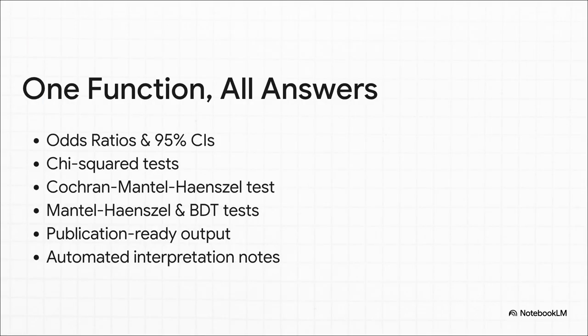And that's the real game changer here. With just one single command, you get everything. All the tests you need, all in one go. You get the odds ratios with their confidence intervals, you get the chi-squared tests, the Cochran-Mantel-Haenszel, the homogeneity tests, and it's all presented in a clean table with notes that help you figure out what it all means. It just makes the whole process so much more efficient.